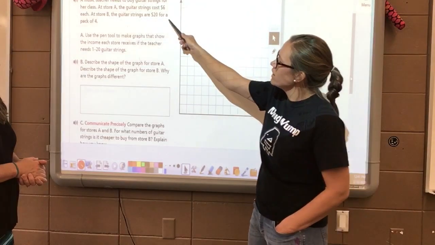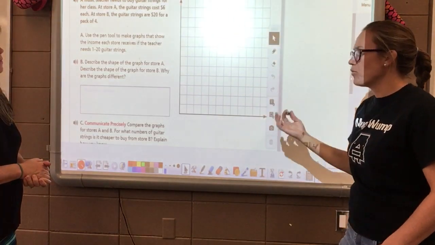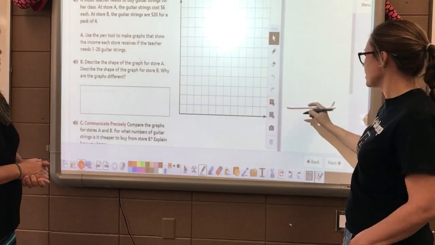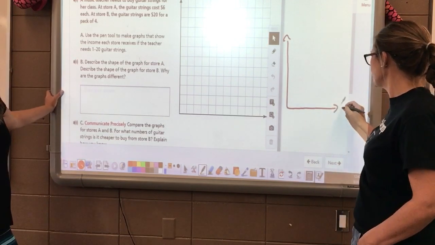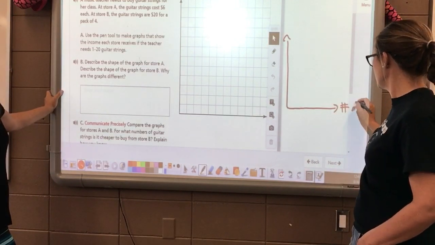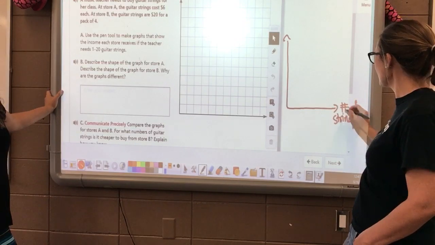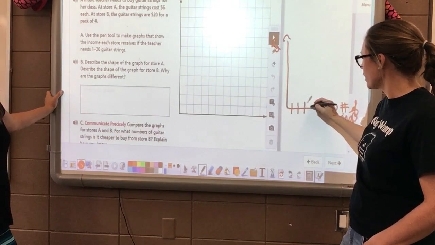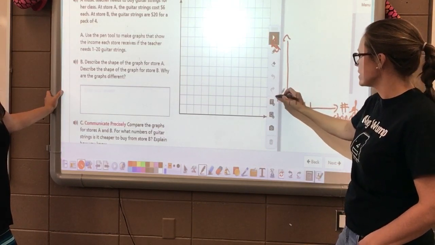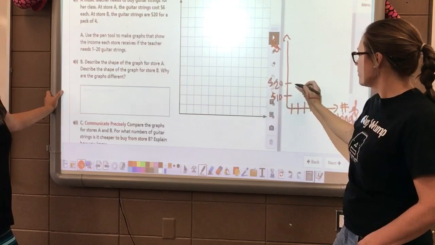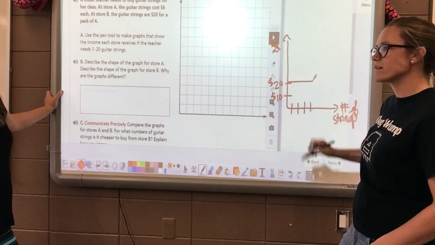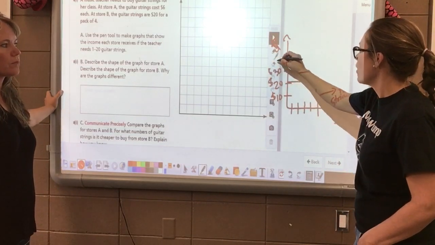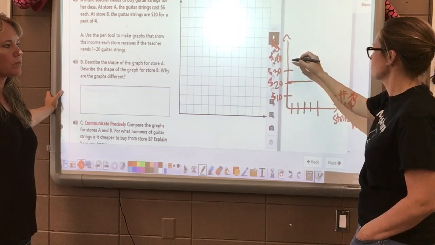When I think about this $20 for a pack of 4, if I only needed one, I'd still have to pay $20 at that store. And so I'm thinking about labeling the bottom as the number of guitar strings, and this being how much it costs. And so 1, 2, 3, and 4 would all be $20, no matter what, this whole time it would be $20. Then if I needed 5, I would have to jump all the way up to $40, right?